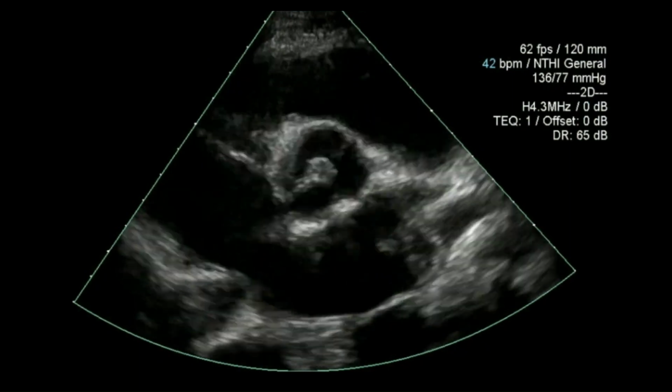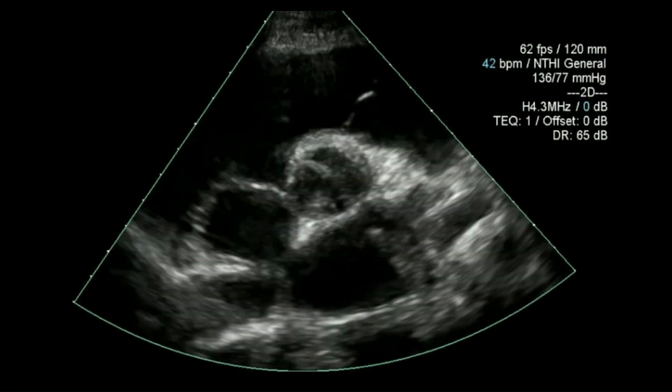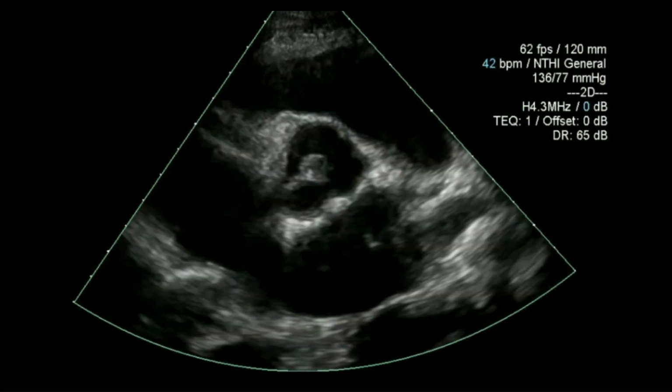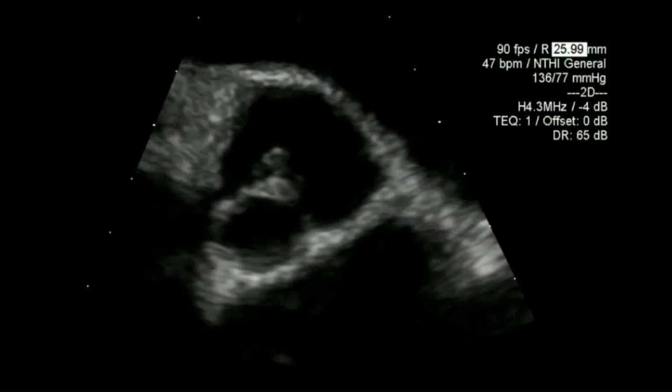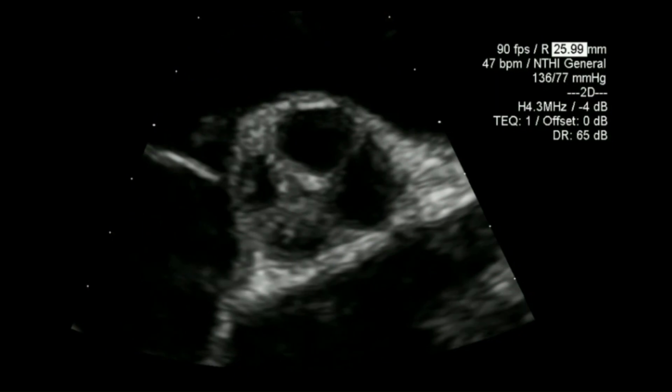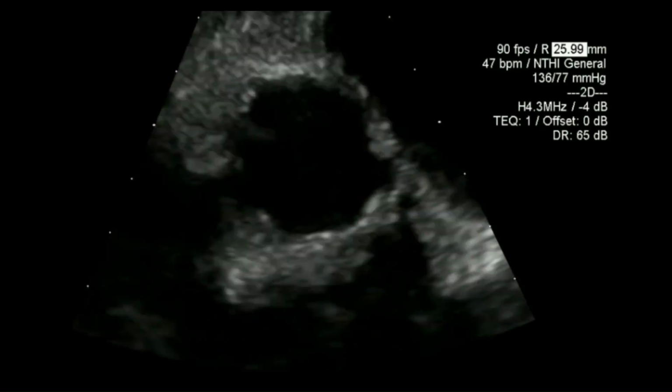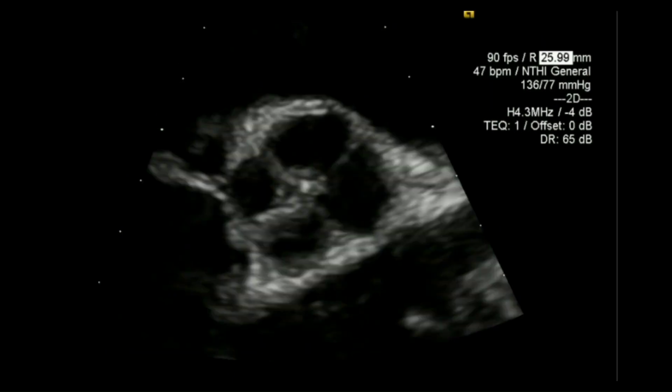When we now look in the short axis, we can see the valve does seem to have a strange appearance. As we look a bit closer, I've got a couple of images here, we start to get the feeling there is actually a fourth leaflet there. When I freeze the image, you can actually see 4 different leaflets.